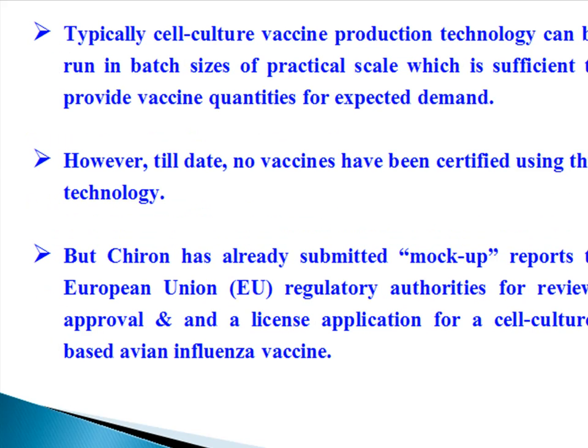Typically, cell culture vaccine production technology can be run in batch sizes of practical scale, which is sufficient to provide vaccine quantities for expected demand. However, to date, no vaccines have been certified using this technology, but Chiron has already submitted mock-up reports to European Union regulatory authorities for review, approval and a license application for a cell culture based avian influenza vaccine.